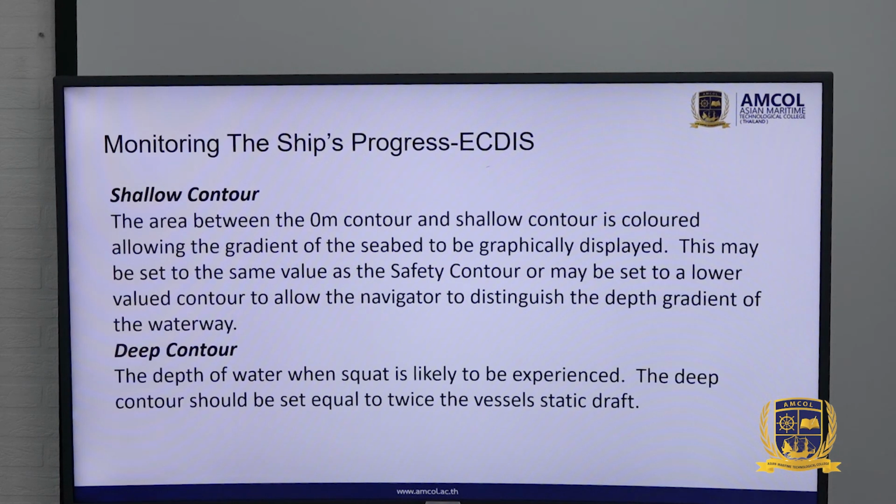Then is your shallow contour, where the area between the 0 meter contour and the shallow contour is colored, allowing the gradient of the seabed to be graphically displayed. Now, people who have used ECDIS or have been trained under ECDIS are familiar with this, but accidents reveal that in many cases the groundings have taken place because the settings of the ECDIS equipment were improper.